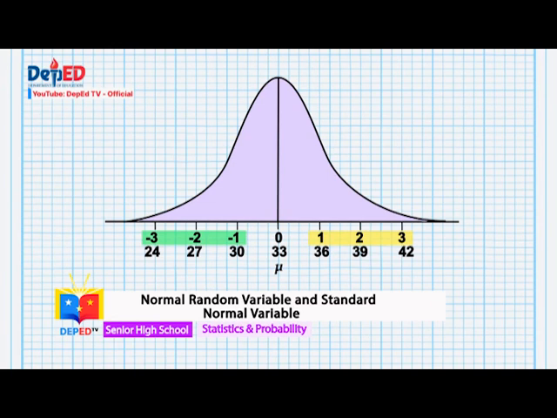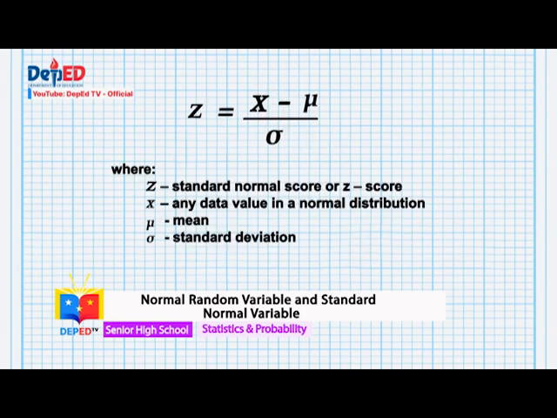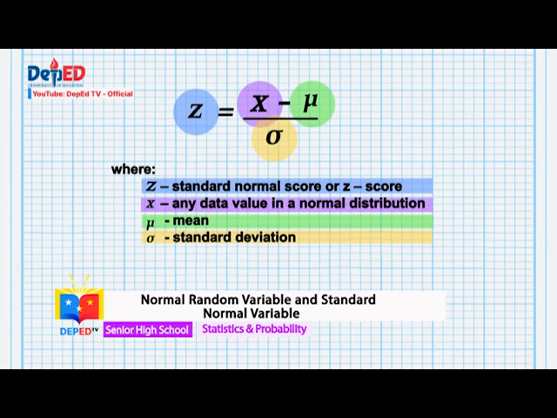What about if you obtain a z-score of negative 3? This means that your score is 3 standard deviations below the mean. That is, 33 minus 3 times 3 equals 33 minus 9, which will have a result of 24. Given any value x from a normal distribution with mean and standard deviation, to convert x to a z-score, you need to, first, subtract the mean from x. Then, divide this quantity by the standard deviation. The formula used in converting a random variable x to a standard normal variable z is shown.